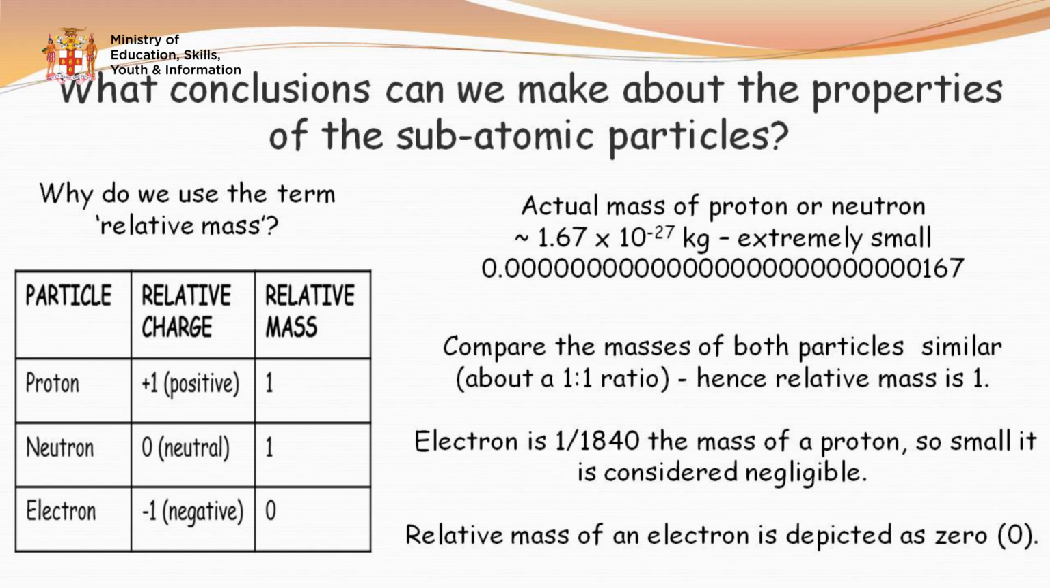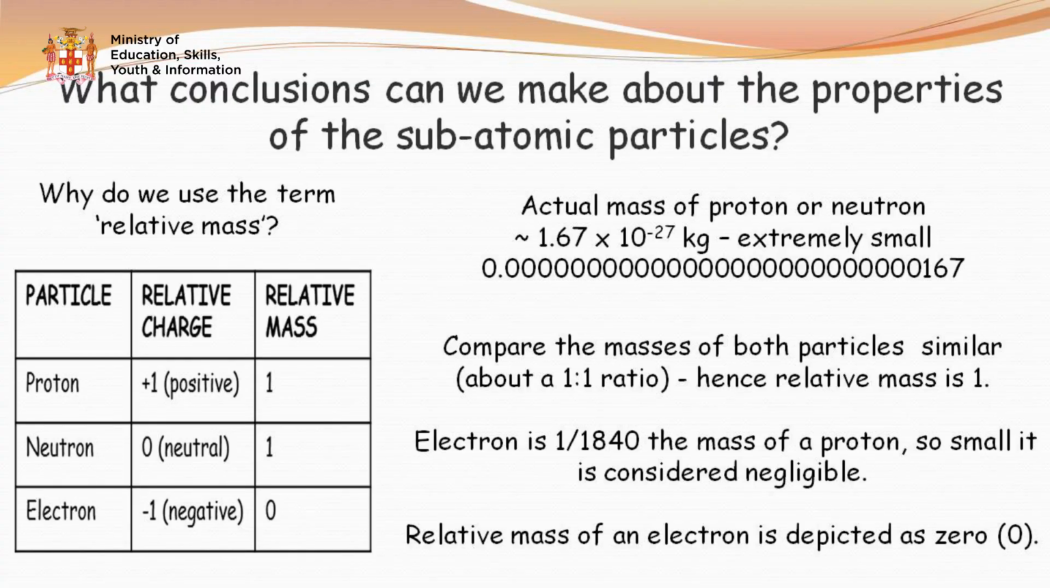All right, so we do not use the actual mass because the actual mass of a proton or a neutron is of the order of 10 to the minus 27 kilograms. Now, if you look at the screen, you can imagine that it is 0.0, well, we actually have about 26 zeros, 0.00000000167, right? That is how small it is. Now, we really can't work with that in certain calculations because that is too small, right?